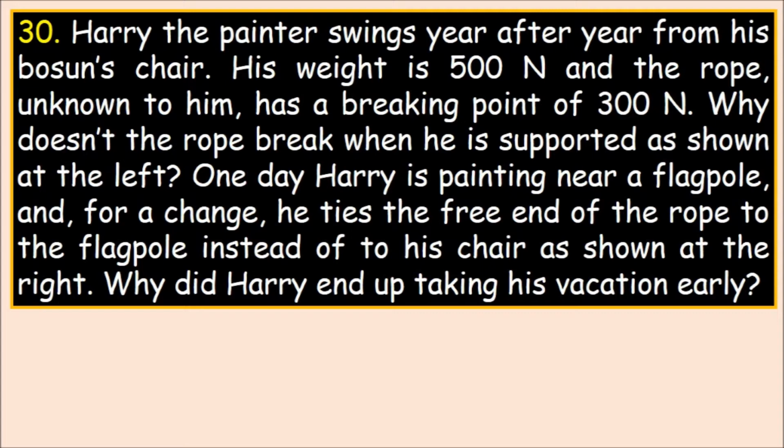Let's read that problem again. Harry the painter swings year after year from his bosun's chair. His weight is 500 newtons, and the rope, unknown to him, has a breaking point of 300 newtons. Why doesn't the rope break when he is supported as shown at the left? One day, Harry is painting near a flagpole, and for a change, he ties the free end of the rope to the flagpole instead of to his chair, as shown at the right. Why did Harry end up taking an early vacation?